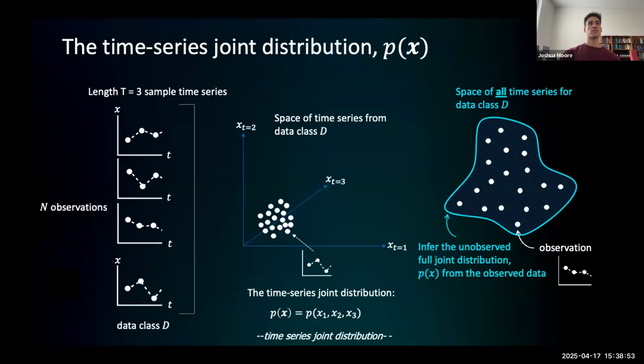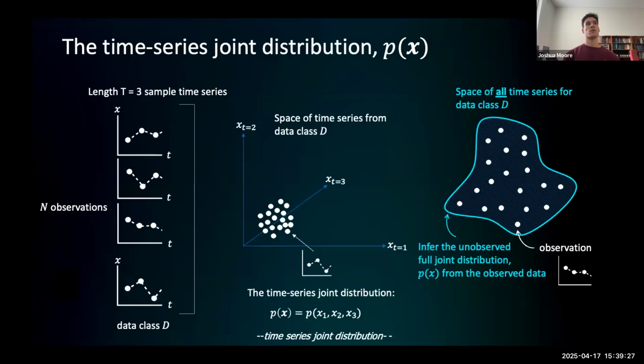Okay, so starting off, a quick look at the time series joint distribution. Here's a quick example where there's only a time series of length 3. So we just have 3 points here, ordered in time. We have n observations. Each time series here is a realization of some underlying generative process. It might be like a noisy, trendy sinusoid, for example. And using a finite number of observations, we want to be able to infer the underlying joint distribution of the generative process responsible for generating these time series.